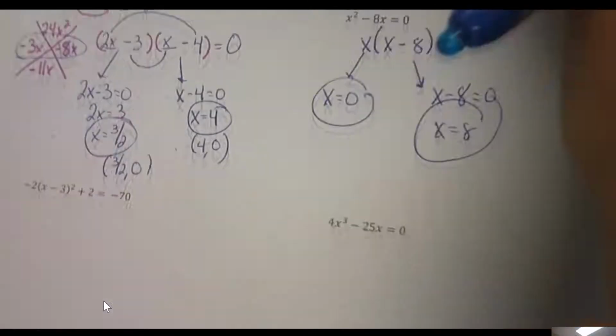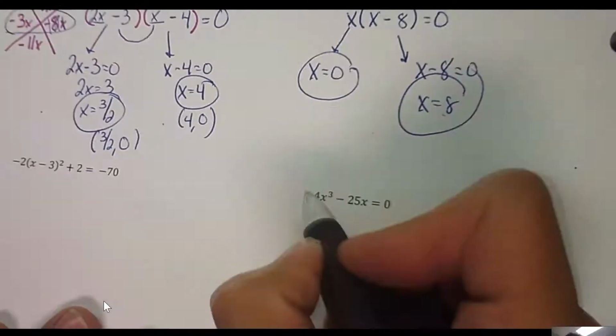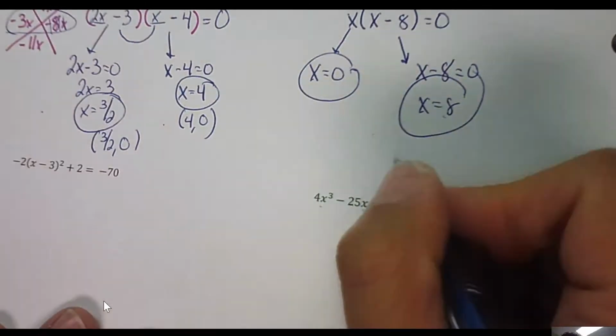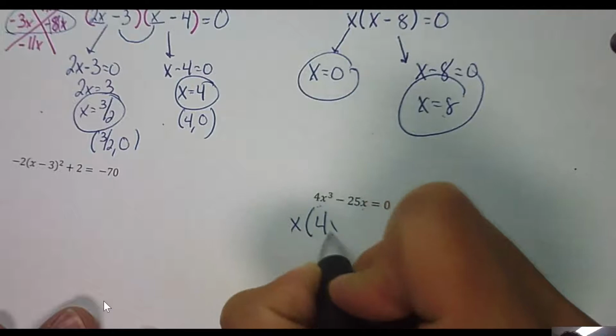All right, let's go to the one below it. Again, I see more than one type of x with different degrees. So the first thing I'm going to do, again, is a GCF. I notice I can factor out an x from both of them.